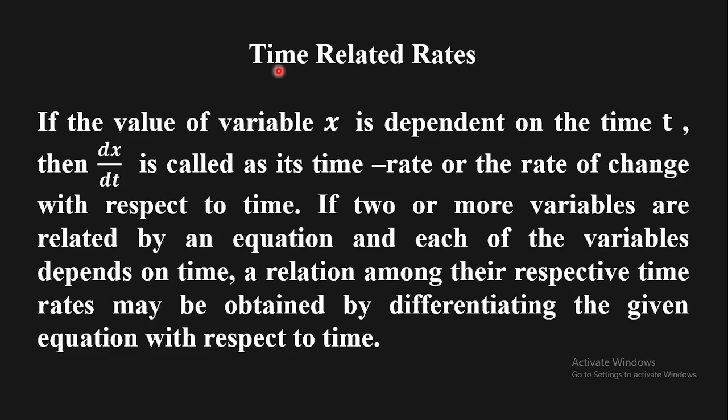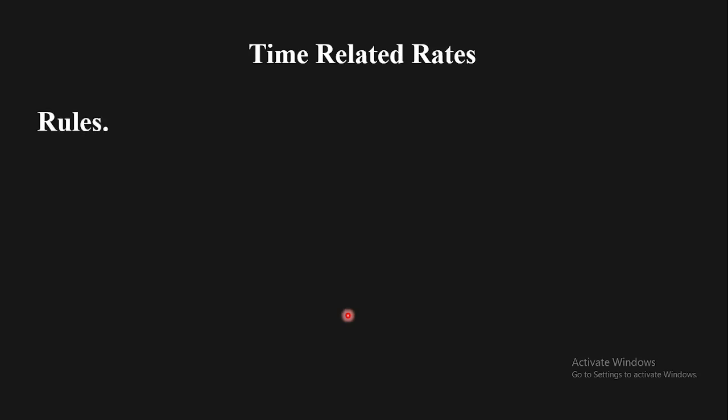Now, if two or more variables are related by an equation and each of the variables depends on time, a relation among the respective time rates may be obtained by differentiating the given equation with respect to time t. So there are rules to follow and we're going to discuss them one by one.